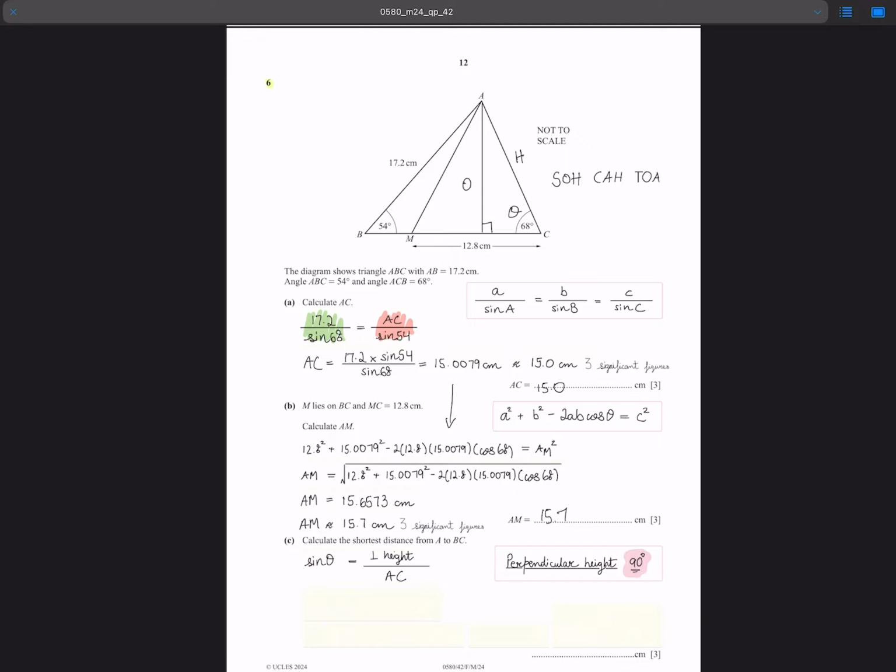So quickly write down the formula, plug everything in, and again we are using 15.070079, which is our 4 decimal place answer, so that we can get our end answer to the highest accuracy and score the third mark. Make the perpendicular height the subject of the formula, plug everything into the calculator, round it to 3 significant figures, and our answer is 13.9.